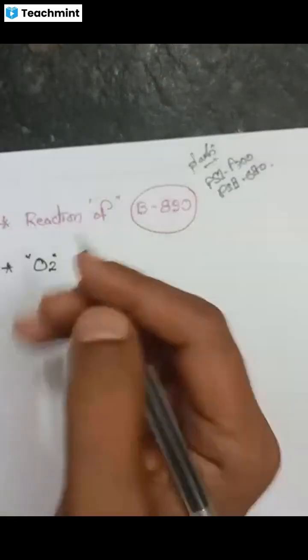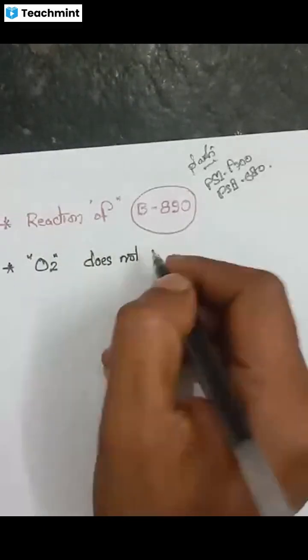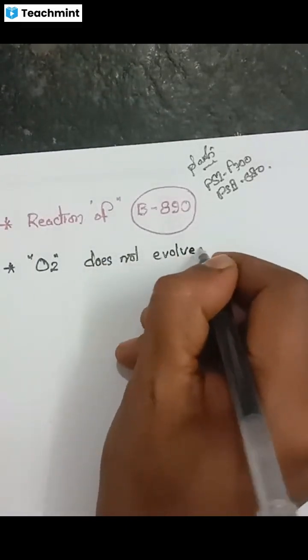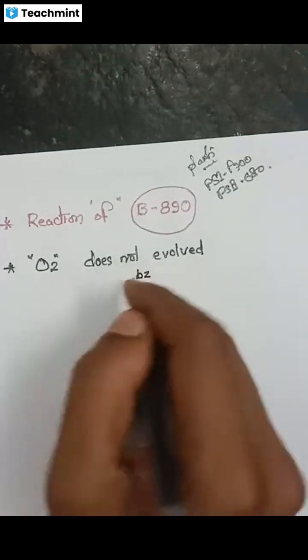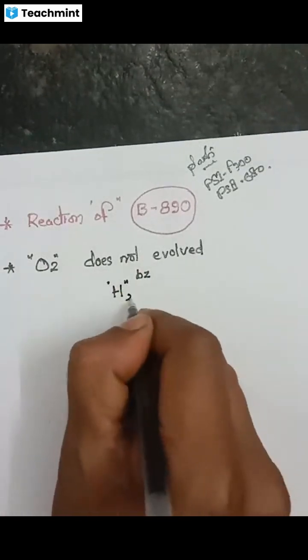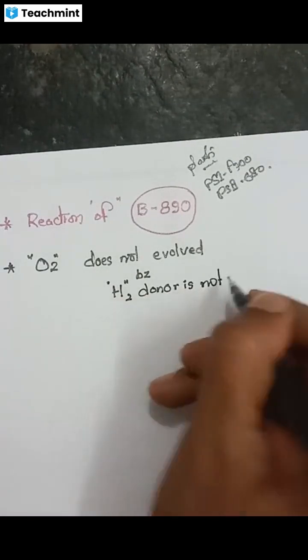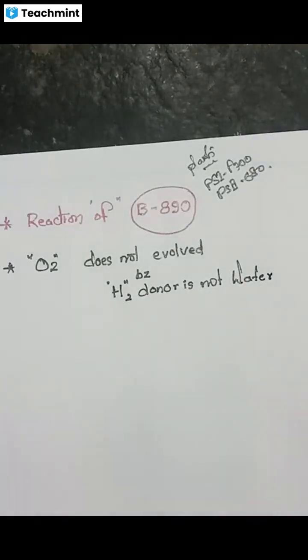Next one, in bacterial photosynthesis, oxygen does not evolve because the hydrogen donor is not water. In bacteria, the hydrogen donor is not water, so oxygen does not evolve.